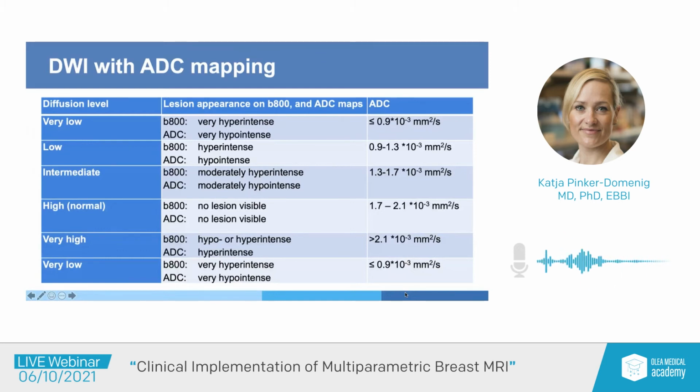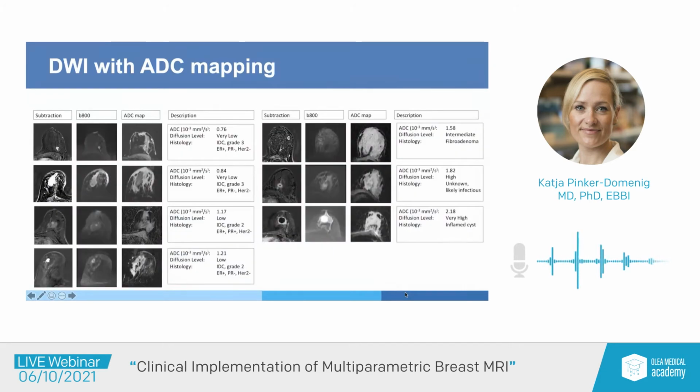And so again, to reiterate the diffusion levels: if you want, of course, in your report you can give an absolute value, but it's also perfectly okay to go by the diffusion level to describe your finding. In the paper, there are also a lot of examples provided which show you how different entities look on diffusion-weighted imaging, and I can only highly encourage you to read the paper.